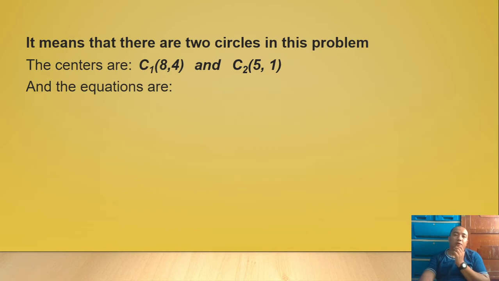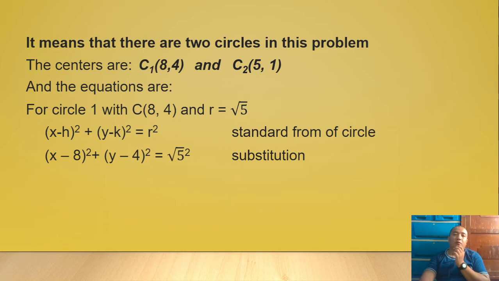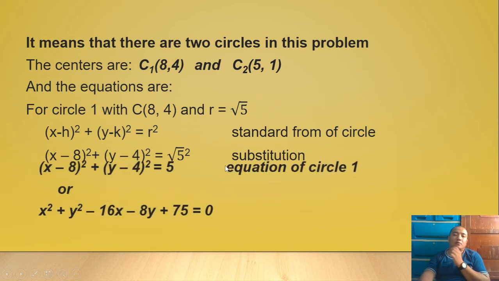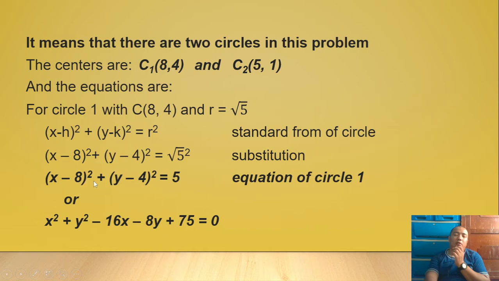So, what is the equation of circle 1? What is the equation of circle 2? So, for circle 1, center 8, 4, radius is square root of 5. Given yan sa problem. Substitute in the standard form of the equation of circle. X minus 8 quantity squared plus y minus 4 quantity squared equals square root of 5 squared. Which is x minus 8 quantity squared plus y minus 4 quantity squared equals 5. Or, in general form, x squared plus y squared minus 16x minus 8y, 64 plus 16 minus 5 is 75 equals 0.